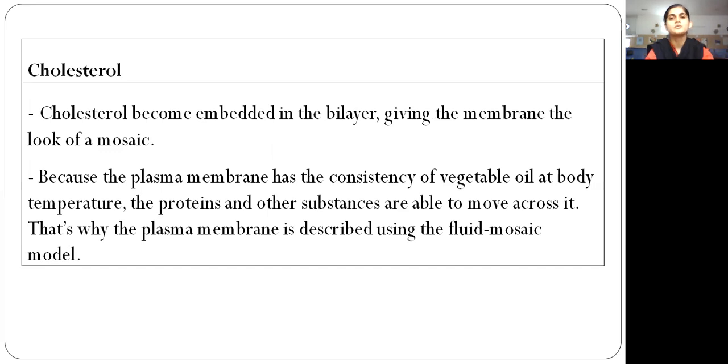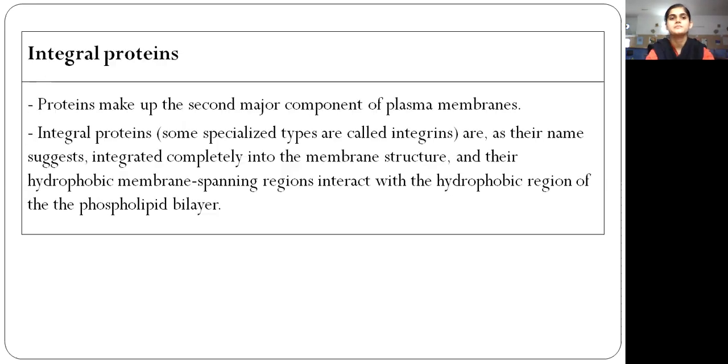Cholesterol is also embedded in the lipid bilayer, giving the membrane its fluidity, the mosaic structure. The plasma membrane has a consistency like vegetable oil at body temperature. As oil floats on water, as icebergs float on seawater, the appearance is like that of cholesterol and other components on the membrane. Proteins and other substances are also able to move across the membrane, and that's why the plasma membrane is described using the fluid mosaic model. Fluidity refers to the liquid part and mosaic to the floating part of the model.